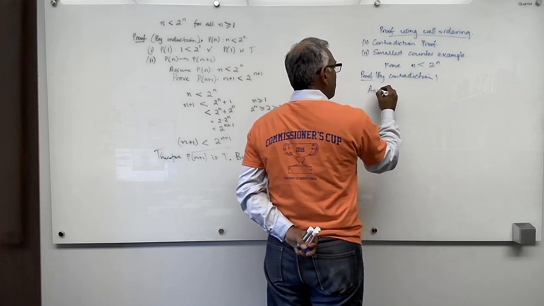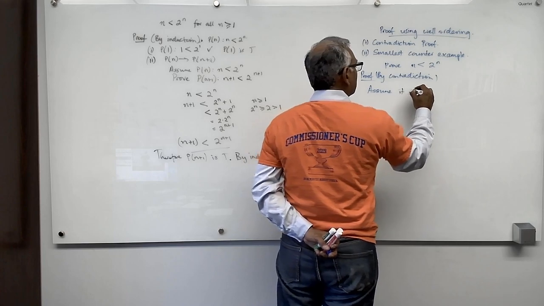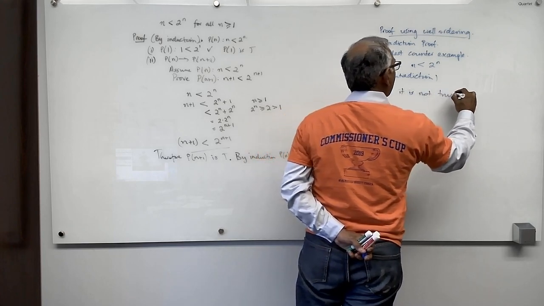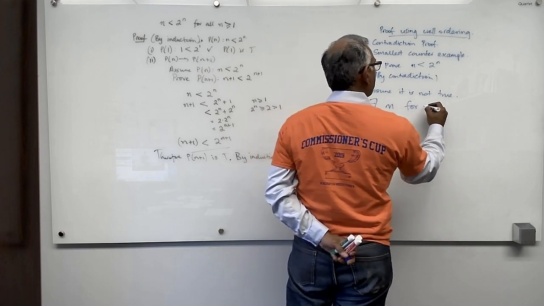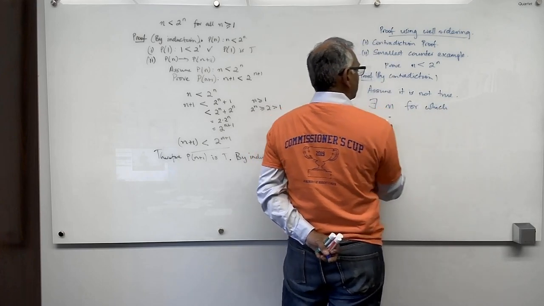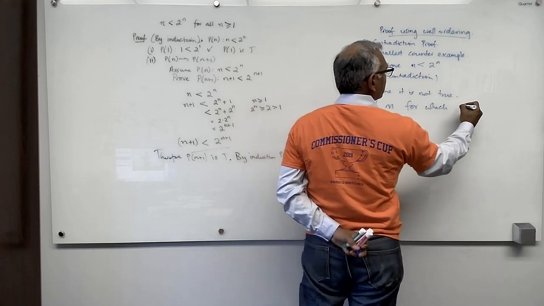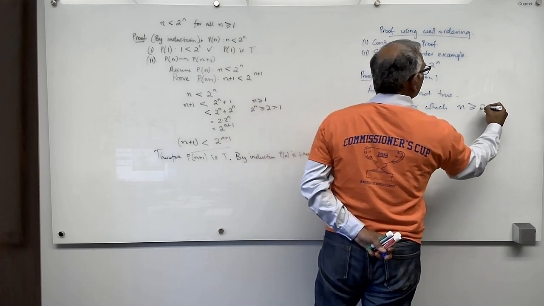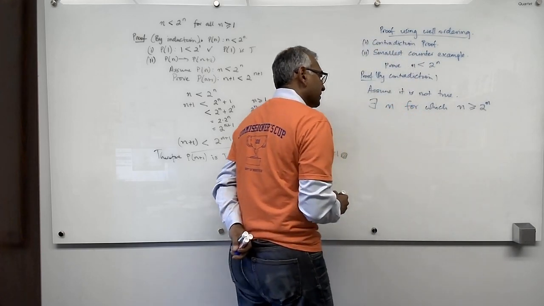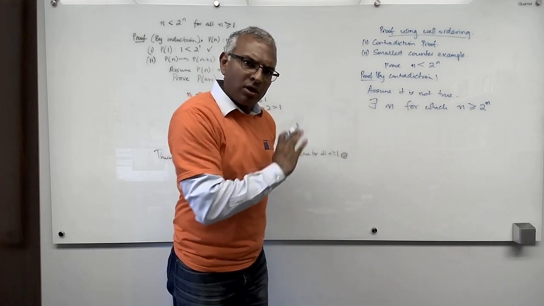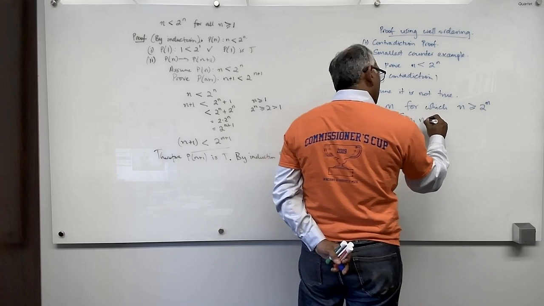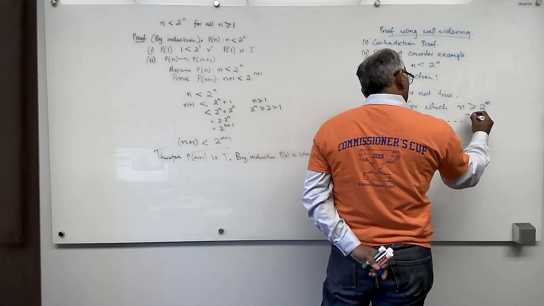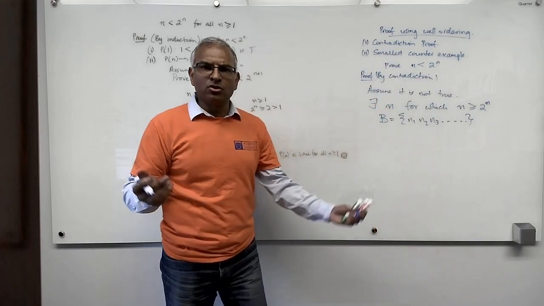Assume it is not true. So there's some n for which this fails, so n must be greater or equal to 2 to the n. Let's collect in a bad set all such n. So let's define a bad set B, which is n1, n2, n3, and so on. I don't know how big this set is, and I don't even know what n are in there.